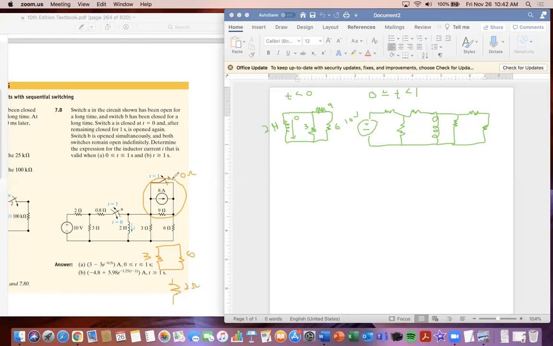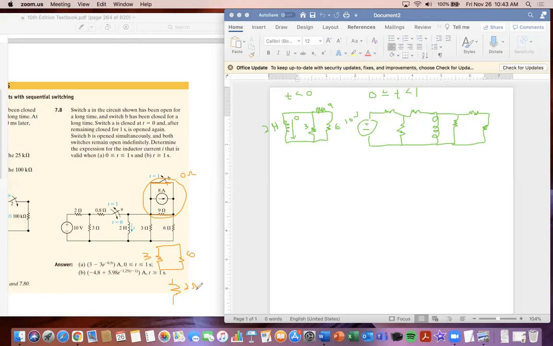Okay, hopefully that makes sense. So here we have a short, but because these are all in parallel, it's going to cause there to be 0 ohms. So we have 0 ohms right here. And then 0 plus 6, that would be 6. And then we have that in parallel with the 3. And that would mean we have 2 ohms, therefore.